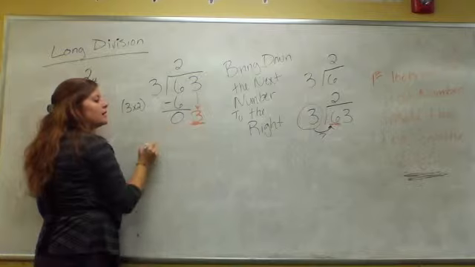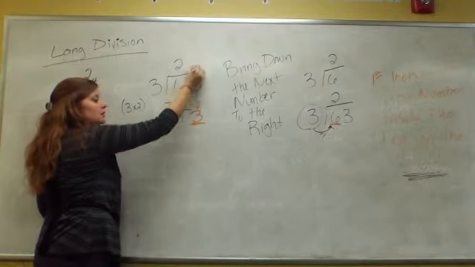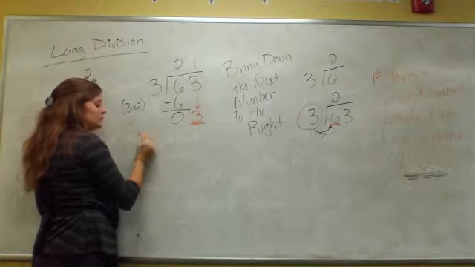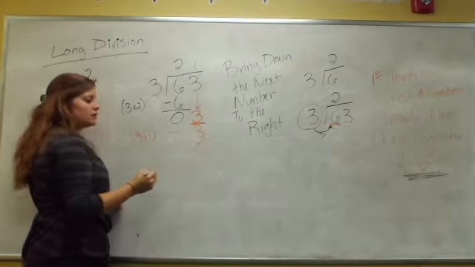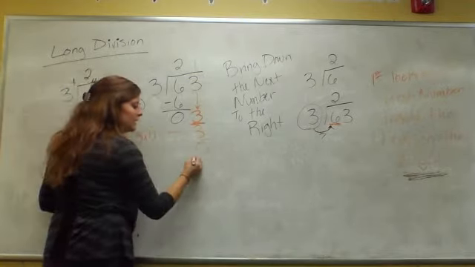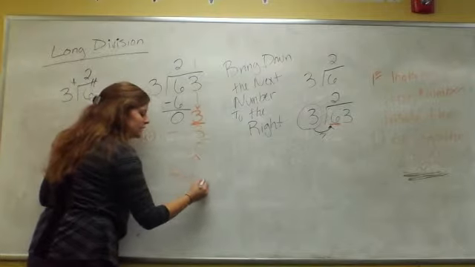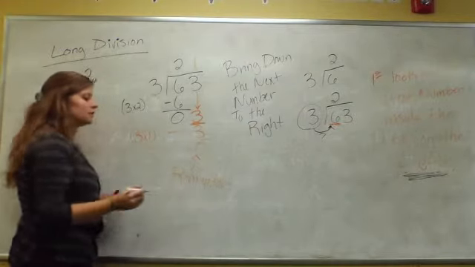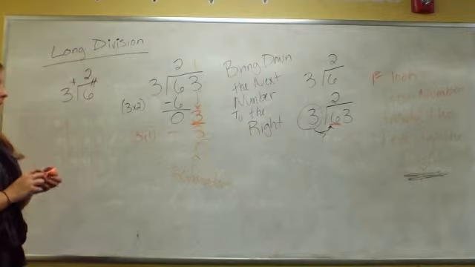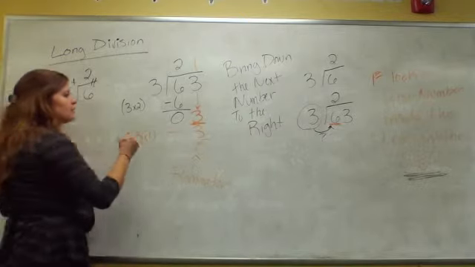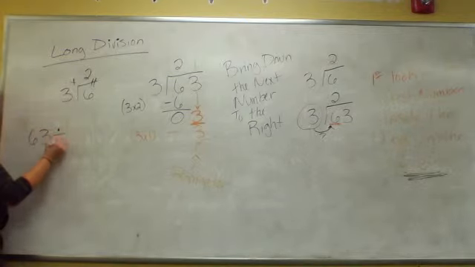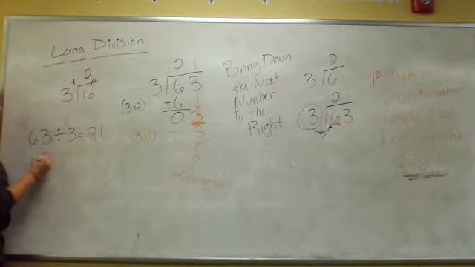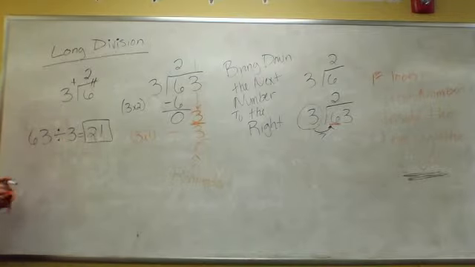goes into 3 how many times? 1. 3 times 1 is 3. Do I have a remainder? No. This right here is my remainder. It's 0, so I don't have to write it. Well, you have to write 23, right? So when I write this out, I would say 63 divided by 3 equals 21. I don't have to write all this, but that's what I mean.